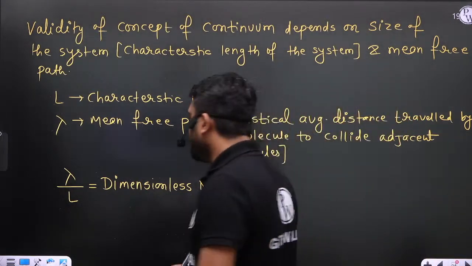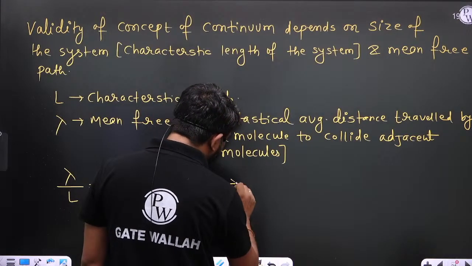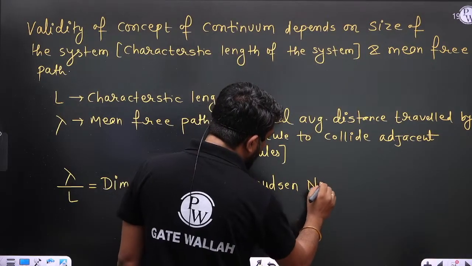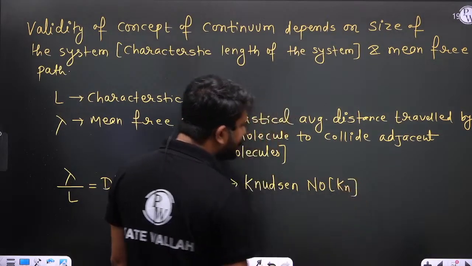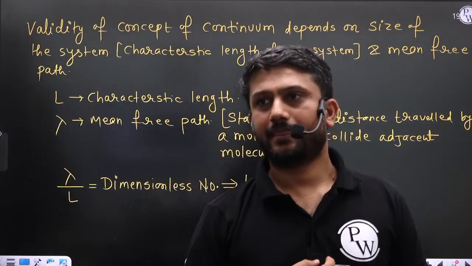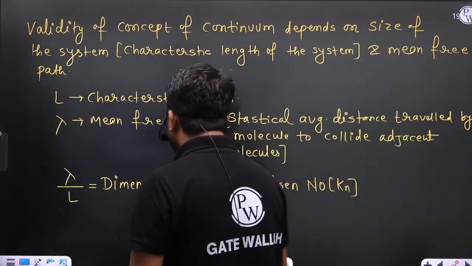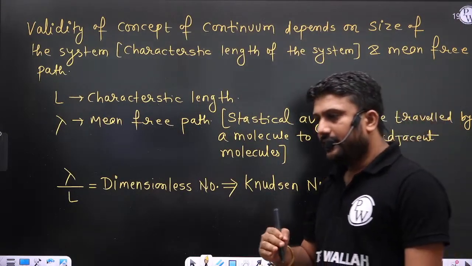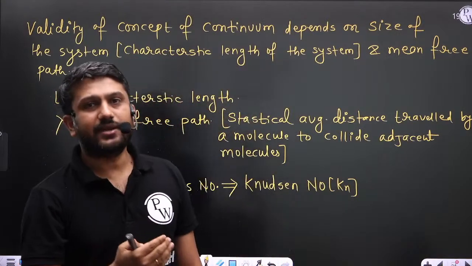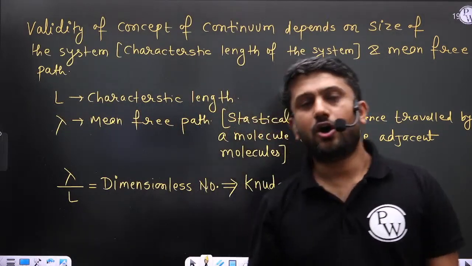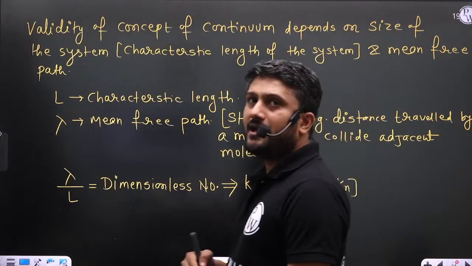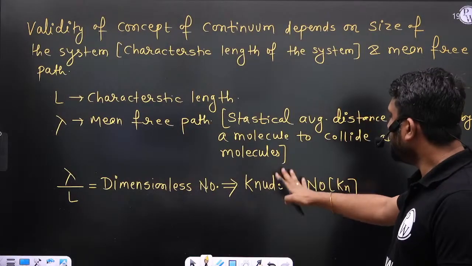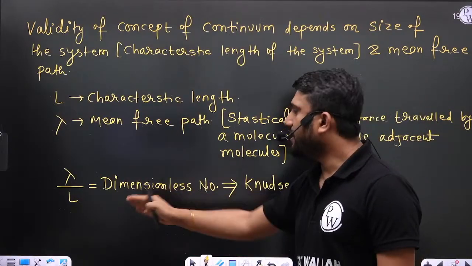And this dimensionless number is called the Non-continuum number. Right. So the Non-continuum number shows the validity of the concept of continuum. In an exam, it is asked which dimensionless number shows the validity of the concept of continuum. That dimensionless number is the Non-continuum number, and it is the ratio lambda by L.